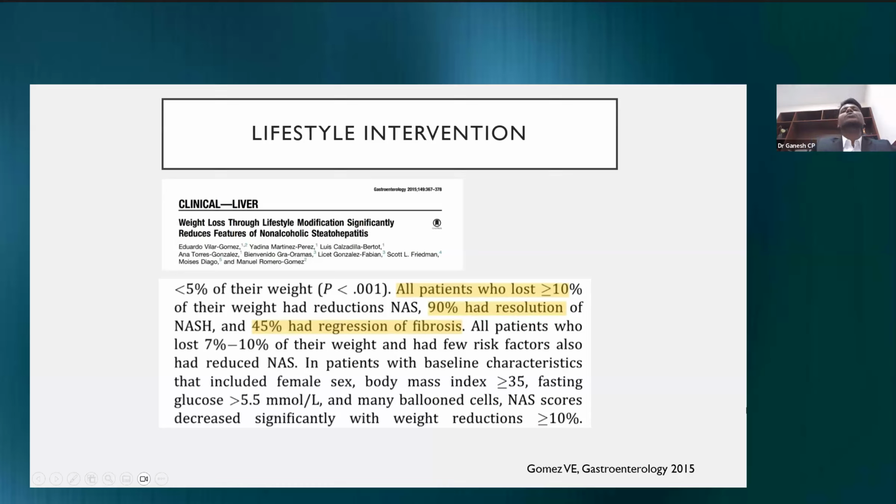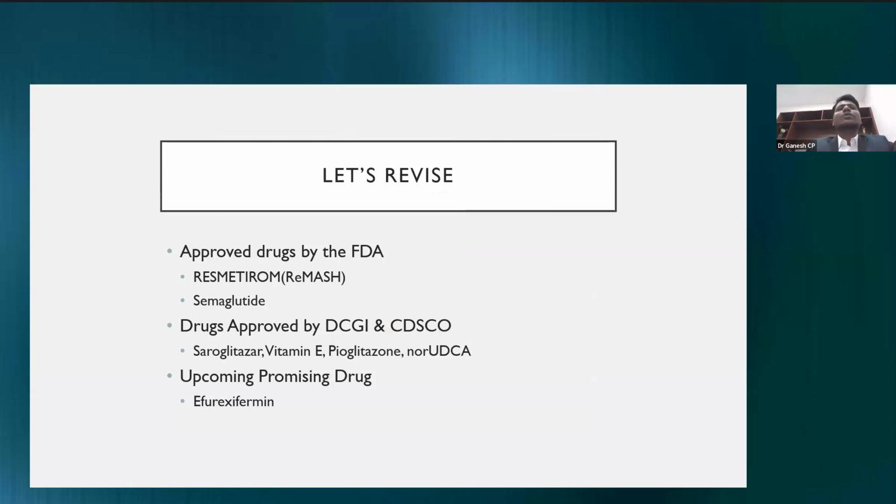That means if a patient loses more than 10% of his body weight by lifestyle changes, that is regular exercise, hypocaloric diet, and so on, there is a very good chance, 90%, of resolution of his steatohepatitis and 45% regression of the fibrosis. So let's revise the available drugs.